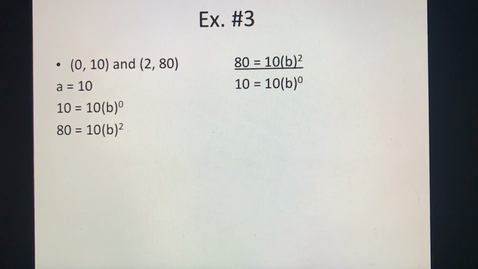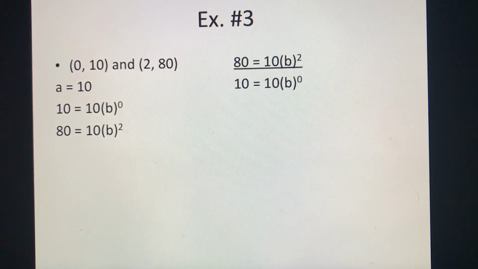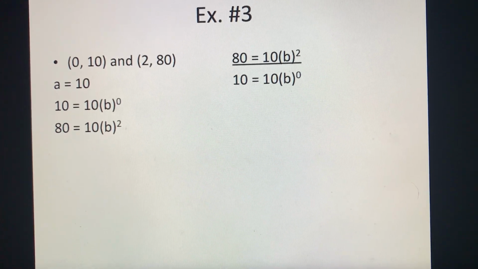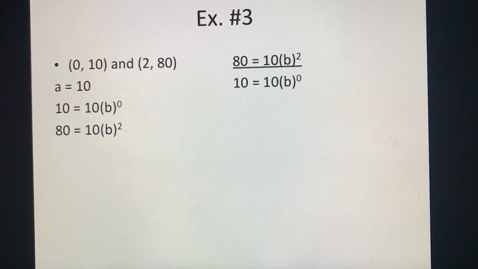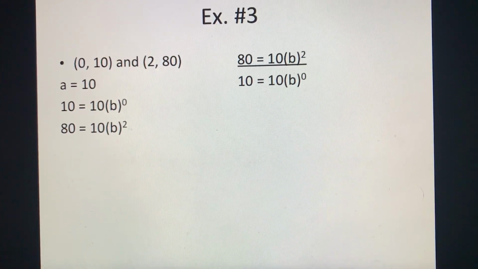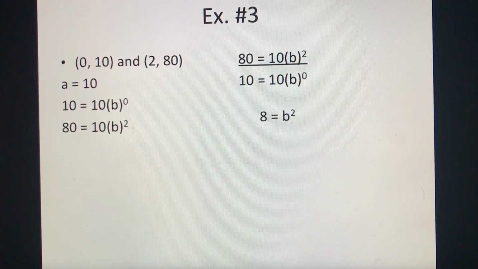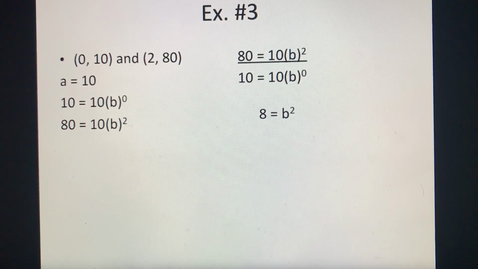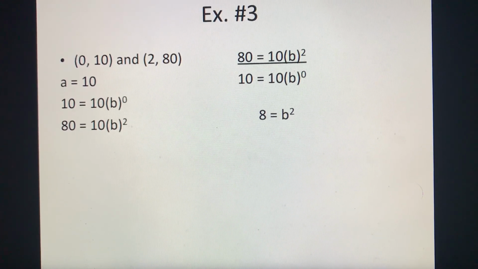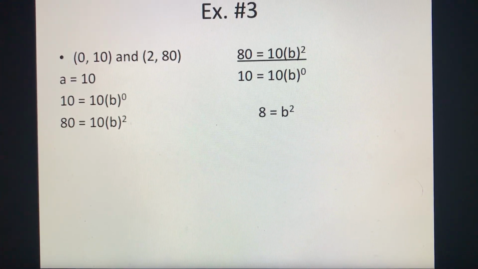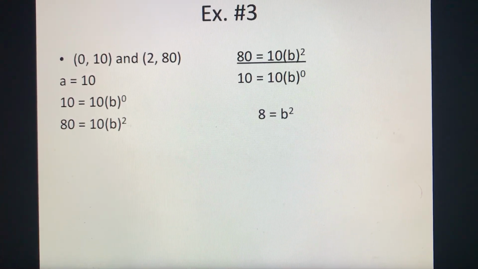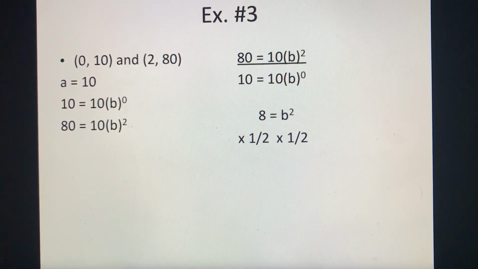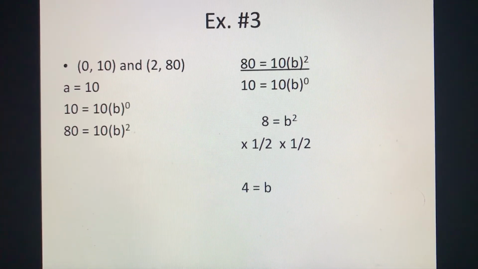80 divided by 10 is 8. 10 divided by 10 would cancel out, and b squared divided by b to the exponent 0 is still b squared. 2 minus 0 is 2. You now have 8 equals b squared. To undo the b squared, you are going to multiply by a half, the inverse, or the opposite, of exponent 2. You're going to do that to both sides to now get your b value of 4.